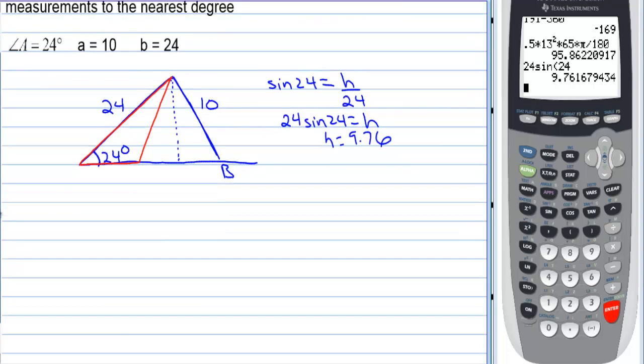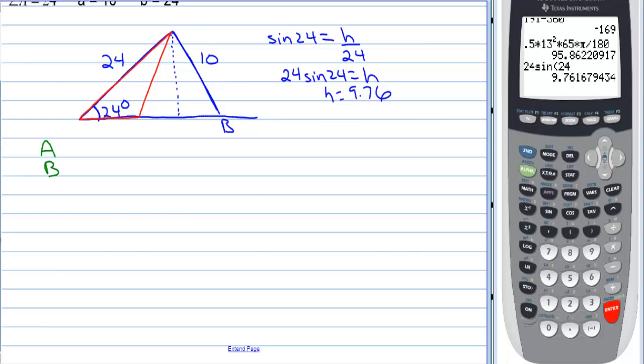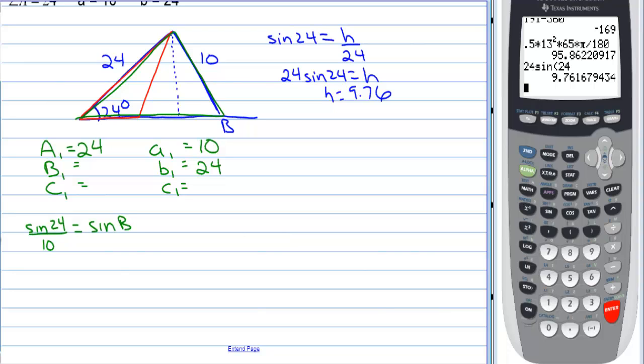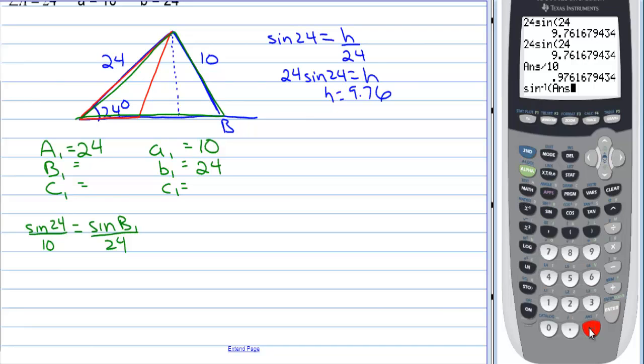Unfortunately, we got some work to do with 2 triangles. So we have A, B, C, A1, B1, C1. And this is the triangle we're looking at right now. Right there. This is 24. A1 is 10. And this is 24 for the length of the side. We have sine of 24 over 10. This is the law of sines. Is equal to sine of B1 over 24. So we have 24 sine of 24 divided by 10. Now this is going to be the sine of B, and it better be less than 1. It is. So we can take the inverse sine of that answer, and this is going to be B.